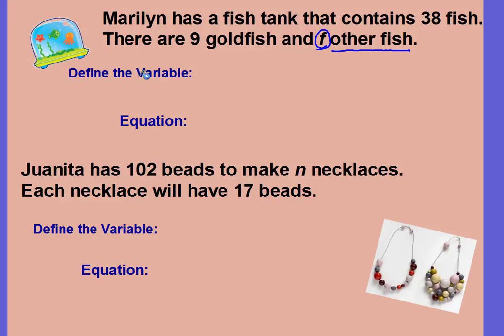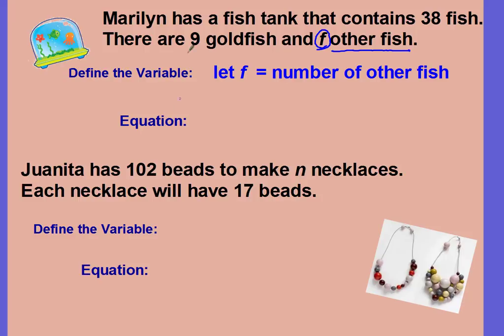Okay, so we're going to define the variable, and there's a certain format to write. You're going to write, let F, because that's the variable we're using, let F equal the number of other fish. So when you define the variable, you're going to identify the letter being used, let F, let X, let B, whatever the variable is, equal, and then what it represents, the number of other fish.